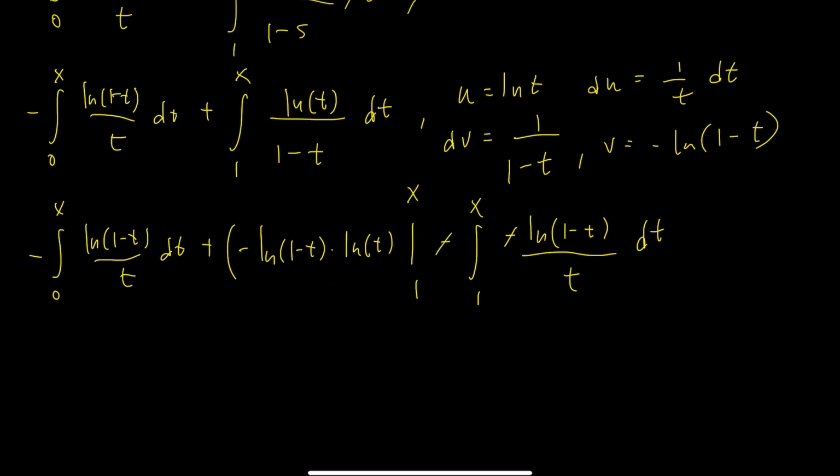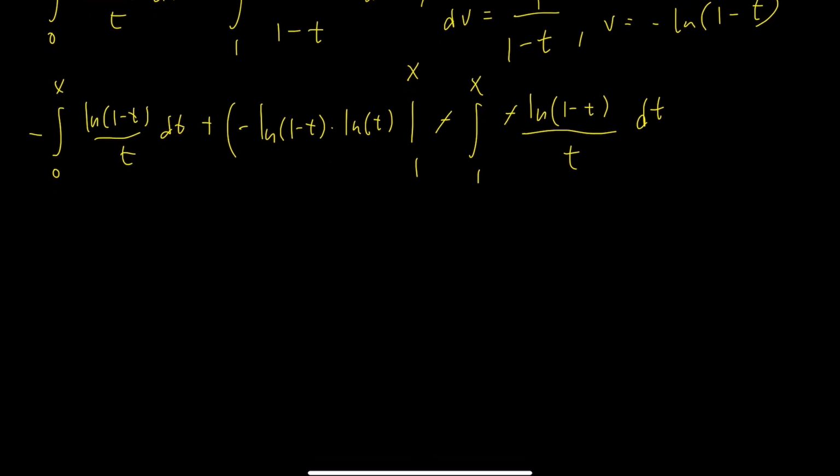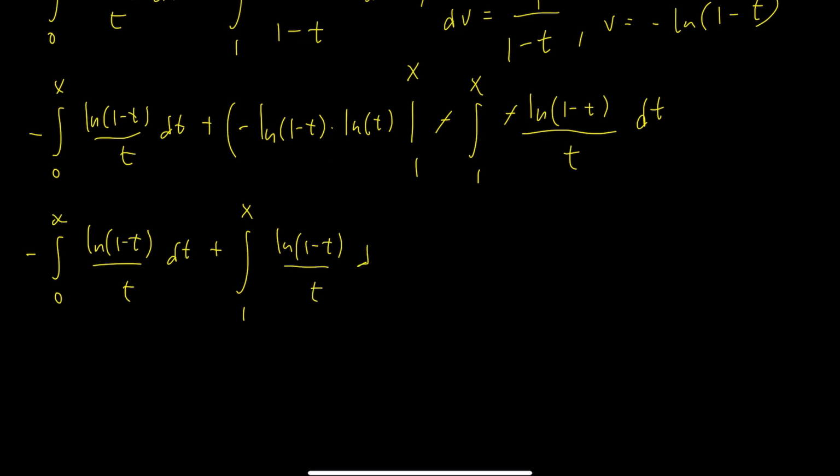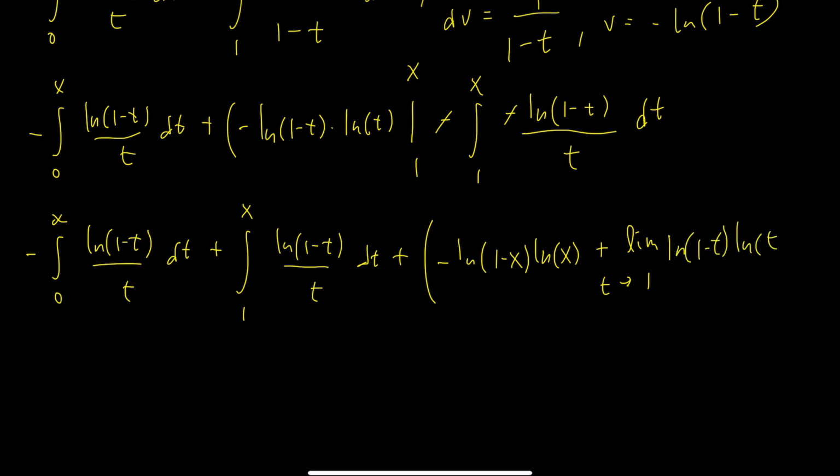These negatives end up canceling, and now we have negative the integral from 0 to x, the natural log of 1 minus t over t dt, plus the integral from 1 to x, natural log of 1 minus t over t dt. And then we're going to have a plus negative the natural log of 1 minus x times the natural log of x, then plus the limit as t approaches 1 of the natural log of 1 minus t times the natural log of t, but this limit just ends up being 0.